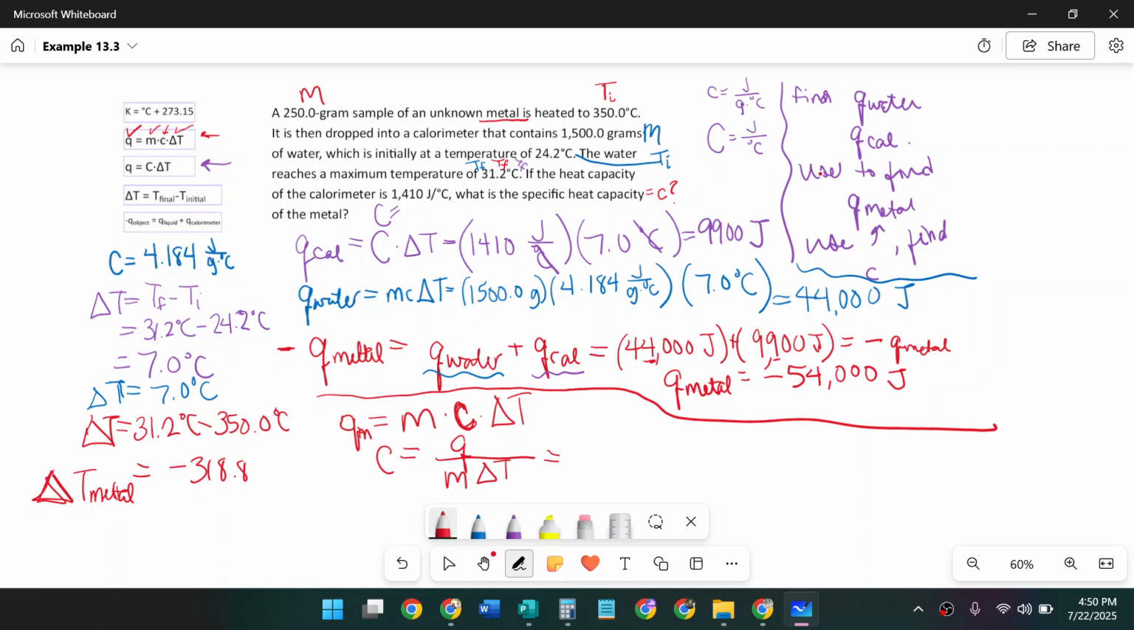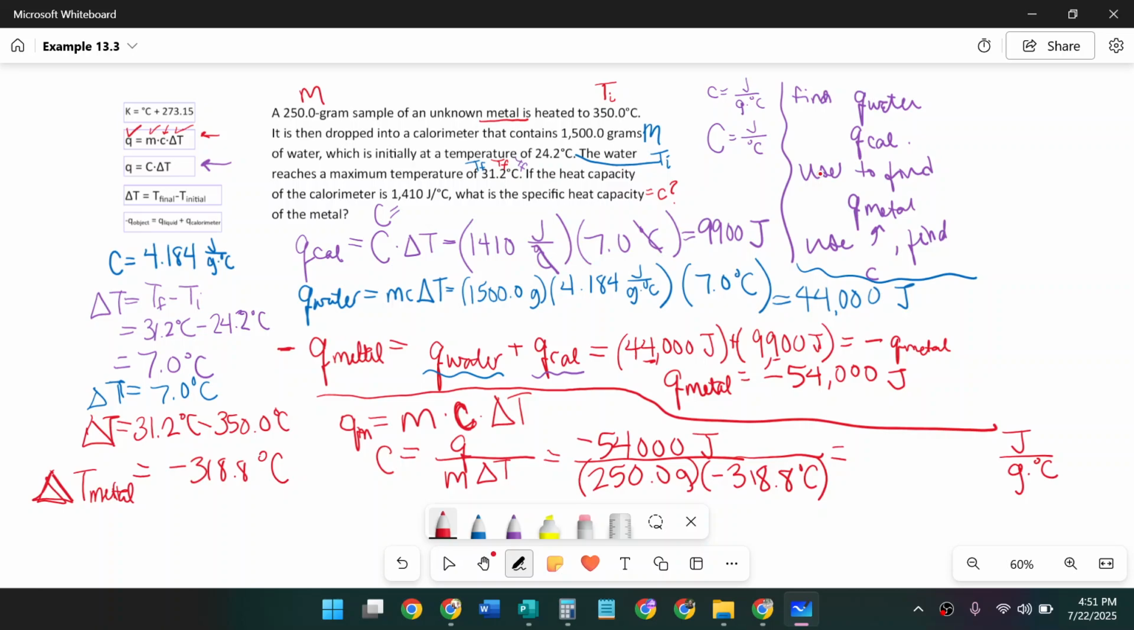All right, so little c equals the Q of my metal, which is negative 54,000 joules. That came from here, divided by the mass of the metal, which is up here. So 250.0 grams. And that's multiplied on the bottom by the change in temperature, which is over here. Let me put my units back, which is negative 318.8 degrees Celsius. Now, when I do all of this, I'm going to get the units that I expect to get. Nothing cancels out, but that's the unit I expect to get for a specific heat capacity.